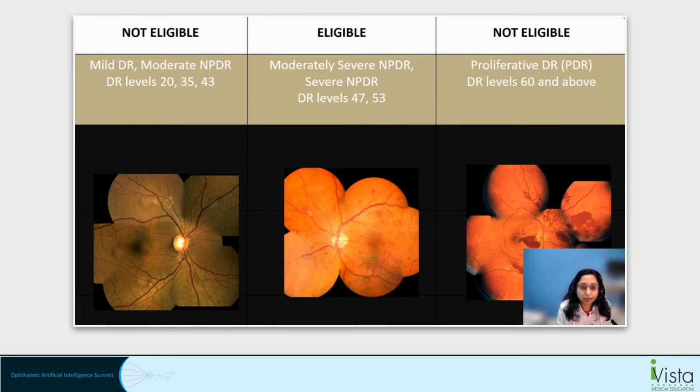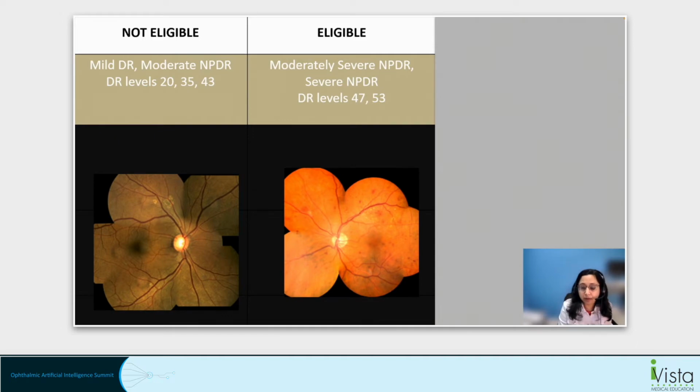So this is an example of images that are montaged. So these are 7-field images that are montaged. The left panel shows images that are less than 47, less than moderately severe to severe NPDR. So those would be considered not eligible. The center panel shows an example of a montage of 7 fields showing an eligible eye, and the right panel shows an eye with PDR, so proliferative diabetic retinopathy. And in general, the clinics are very good at ruling out those. So we sought to just distinguish on a binary scale, not eligible or eligible, in a set of eyes.